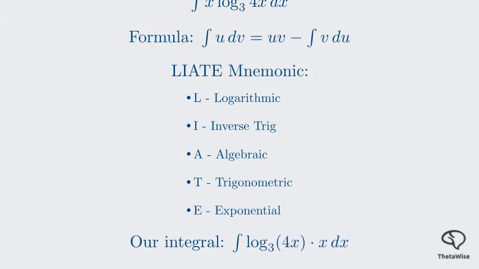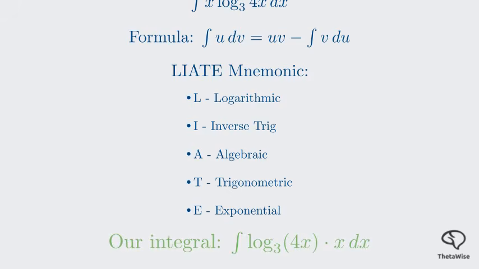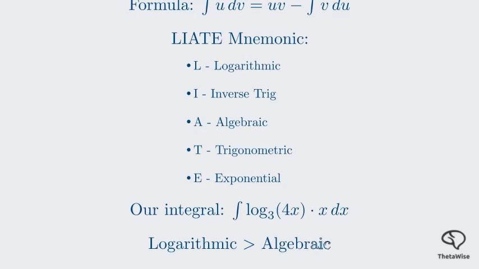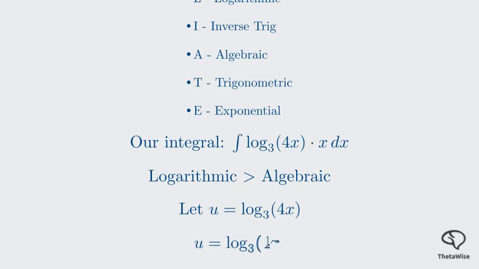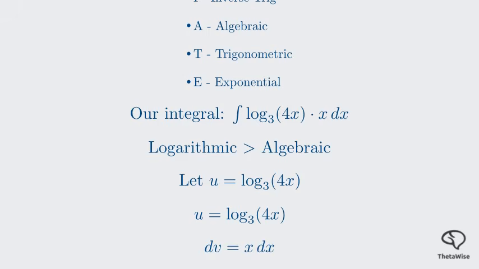In our integral, we have a logarithmic function, log base 3 of 4x, and an algebraic function, x. Logarithmic functions appear before algebraic functions in LIATE. So we'll let u be the logarithmic part, let u equal log base 3 of 4x. Then the remaining part, x dx, must be our dv. Now we need to find du by differentiating u and find v by integrating dv.